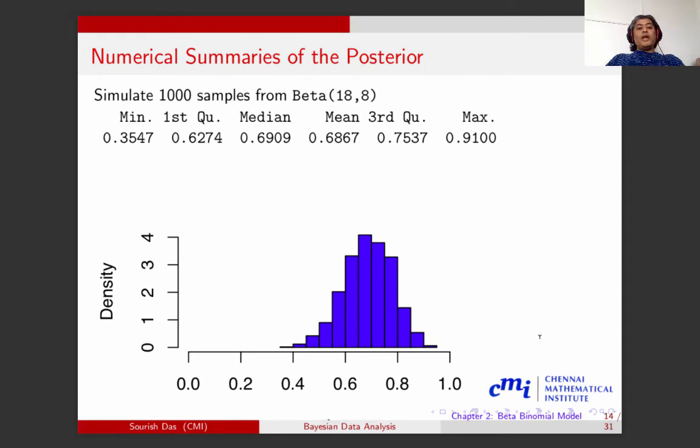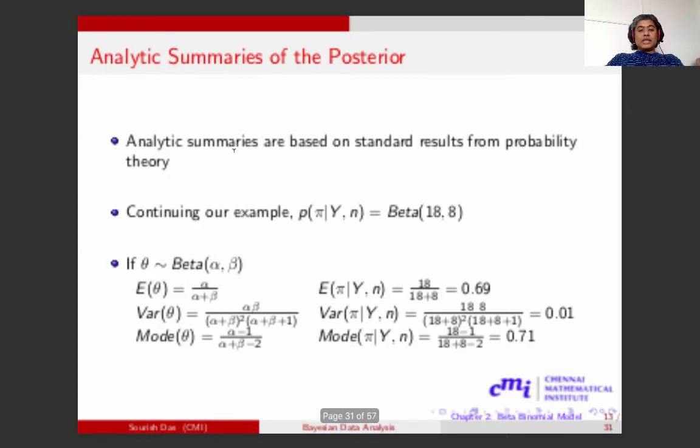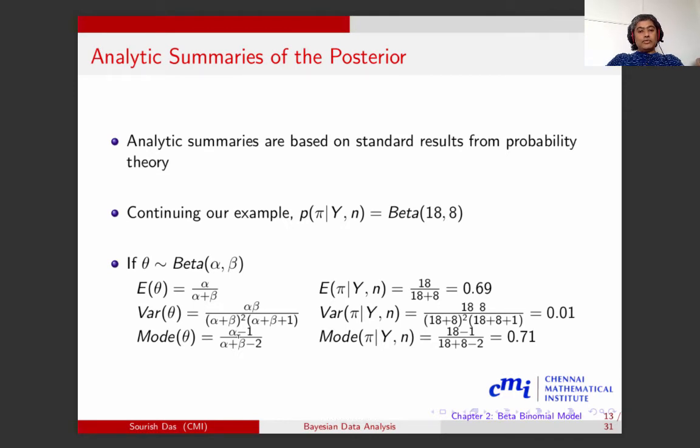0.7. Now we can simulate thousands of samples from the beta distribution and compute the mean, median, minimum, maximum, standard deviation and everything, and that turns out to be a mean of 0.69 and a median of 0.69. So that is the numerical solution, and the previous one is the analytical solution.